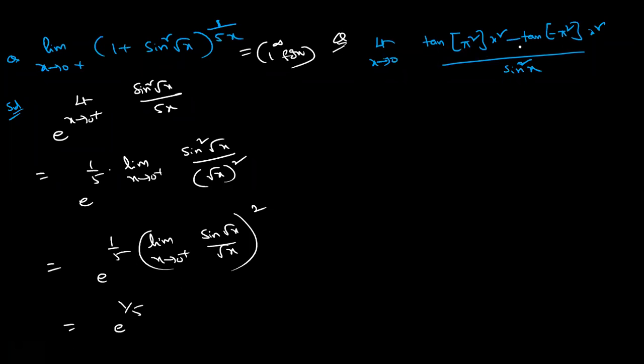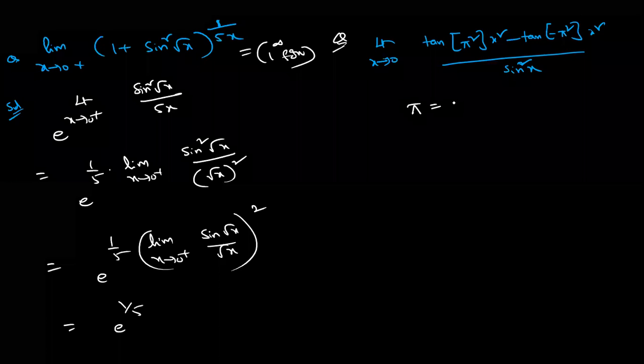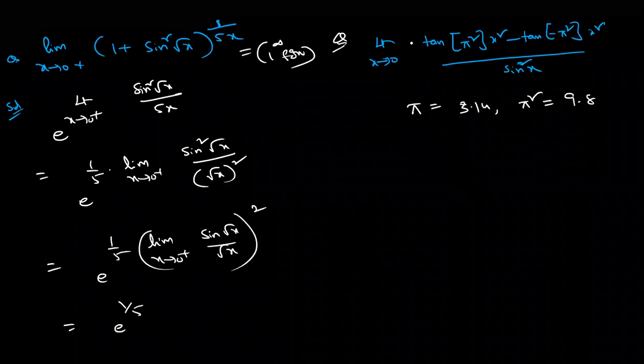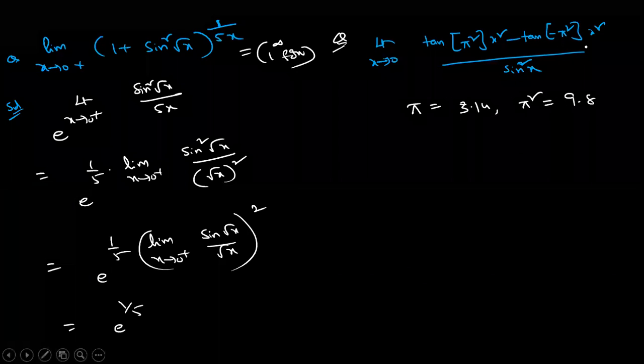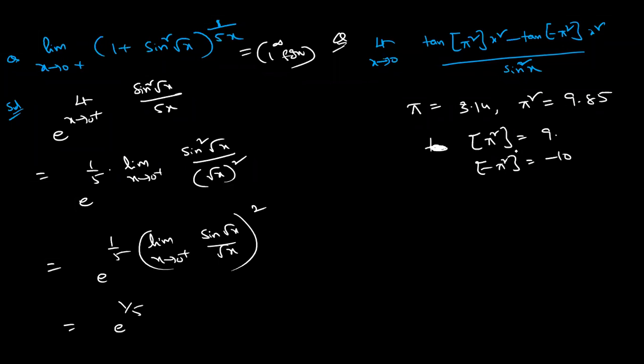What about the second question? Anyone? What is the value of pi? 3.14. What is the value of pi square? 9.8 something, yes, okay, 9.85. Then tan of, okay, directly: integral part of pi square is how much? 9 is coming. Integral part of minus pi square is how much? Minus 10. Please put these values.